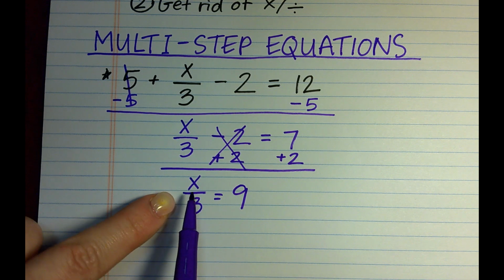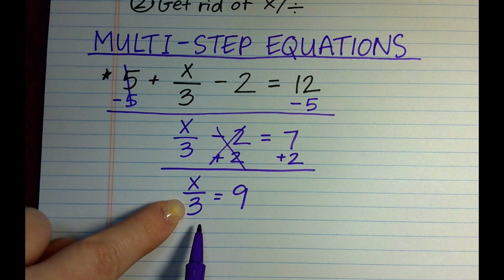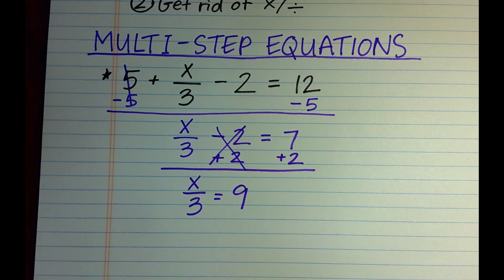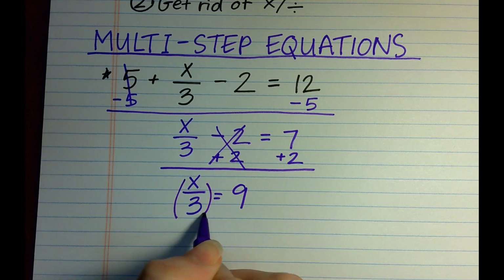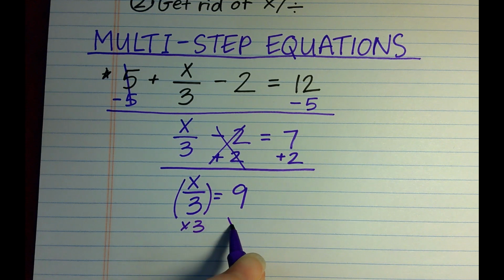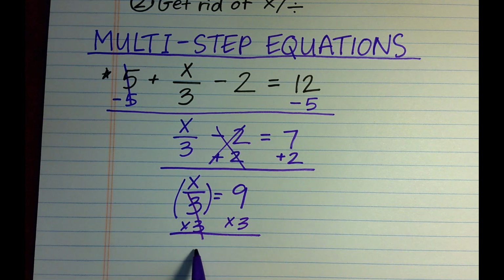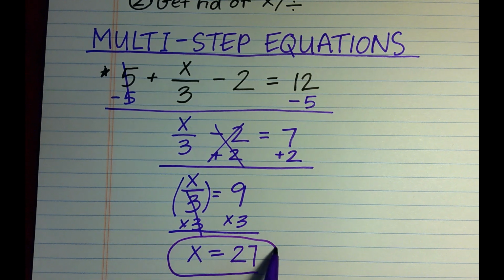We are actually dividing it to start with, so we need to multiply to get rid of the 3. Perfect. So we are going to multiply by 3 on both sides. My 3s cancel, so x equals 9 times 3 is 27. Good.